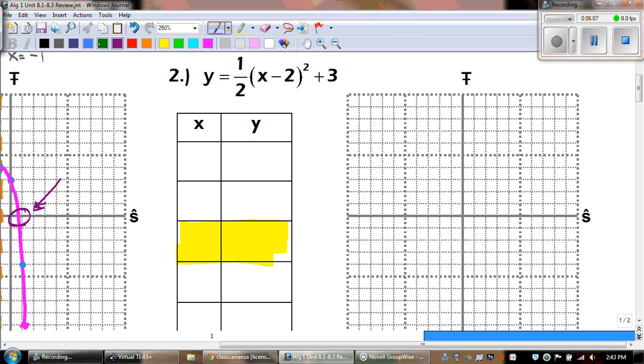To find the vertex, we take the opposite of that number. So the opposite of -2 is +2. And this number out here stays the same. So we get 2, 3. Now, same thing applies. I want the two numbers above and the two numbers below.